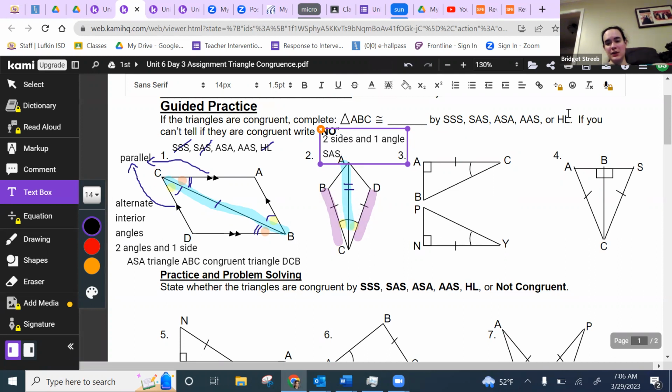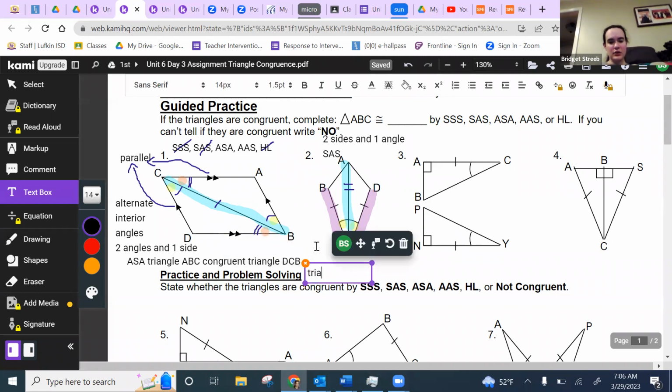We know it's not HL because it's not a right angle. And we have to check where that angle is. The yellow is being made by the purple and the blue. And triangle ABC is congruent to triangle ADC.